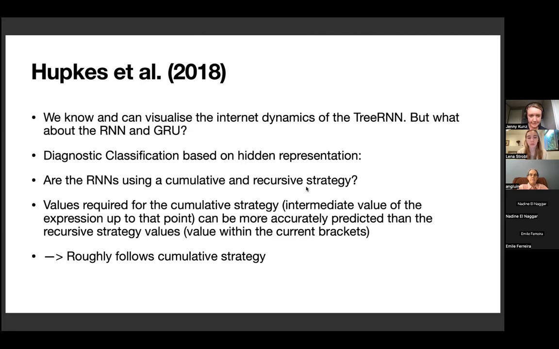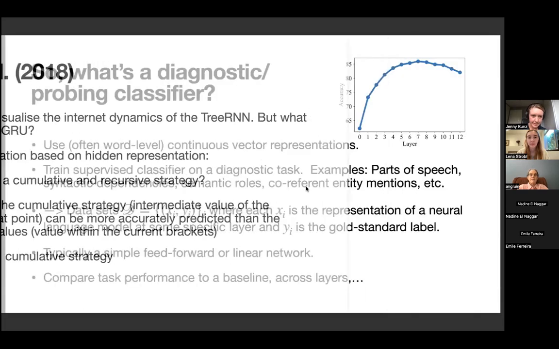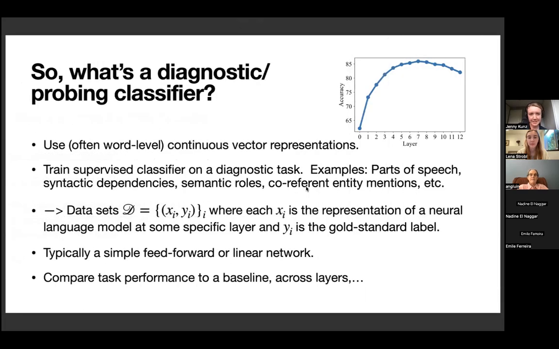And this is a really cool paper. I really recommend reading it. It also has some other nice findings. I will move to a more general level now.